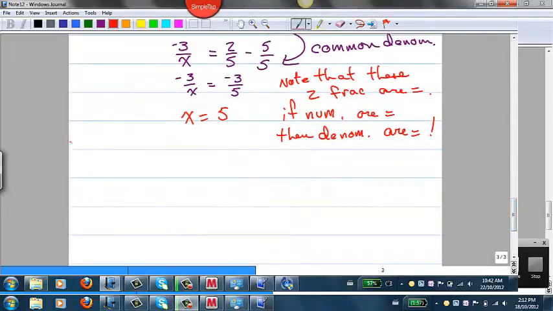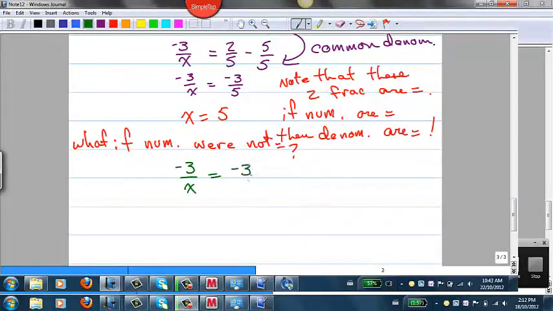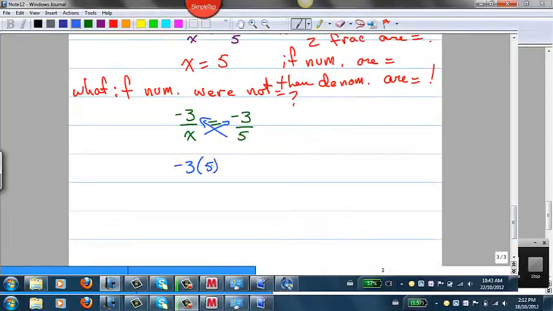If the numerators aren't the same, we could solve for x by multiplying both sides by the denominators. Essentially, it's called cross multiplication. I multiply the right side by x, the left side by 5. I get negative 3 times 5, or negative 15, is equal to negative 3 times x, or negative 3x. Divide both sides by negative 3, and x equals 5. Notice it's a positive 5 because the two negatives canceled out.